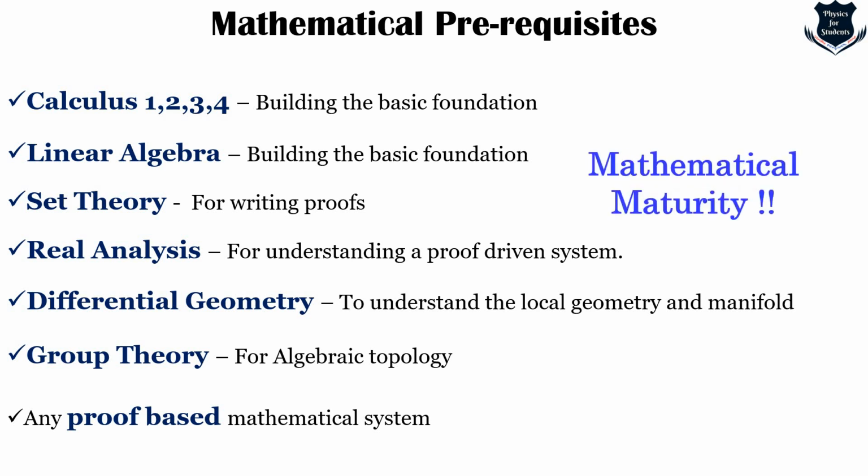Now, above all that, what is required is a kind of mathematical maturity, which is very difficult to define. Somebody attains it at 16, Terence Tao might have attained it at 16, somebody attains it at 61, somebody never achieves it during their lifetime. So a kind of mathematical maturity to understand, perceive, and have abstract thinking is required. So these are the prerequisites.